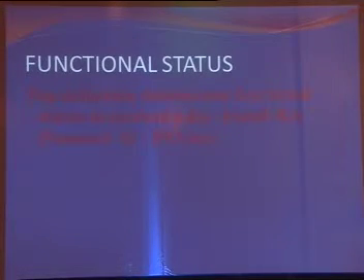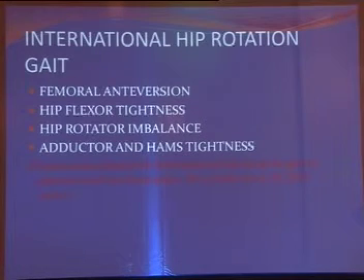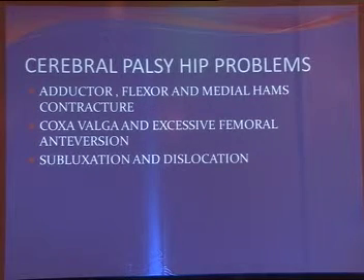It has been studied that hip deformity deteriorates the functional status of the cerebral palsy patient. Even if somebody is sitting, the hip deformity prevents a good sitting posture. Sometimes those who walk also present with an internal hip rotation gait. That is due to femoral anteversion, hip flexor tightness, hip rotatory imbalance, and adductor and hamstring tightness. So what are the cerebral palsy hip problems?